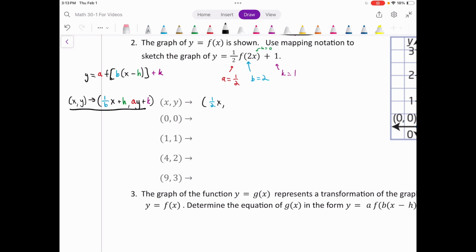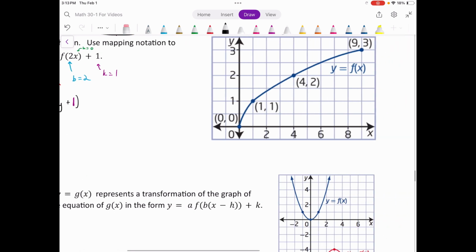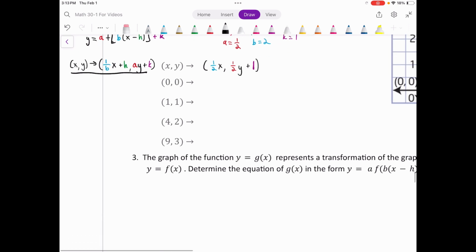And our y's, well, there's an a and a k. So every y coordinate is going to get multiplied by 1/2. So our new y will be 1/2 y, but then also have k added to it. So also plus 1, right? And that's in general how each and every point on this original function's graph, like these ones, is going to get altered. So now what we can do is go through each point and say, all right, well, where will that end up if these things happen to it? Where will this end up if these things happen to it, right?